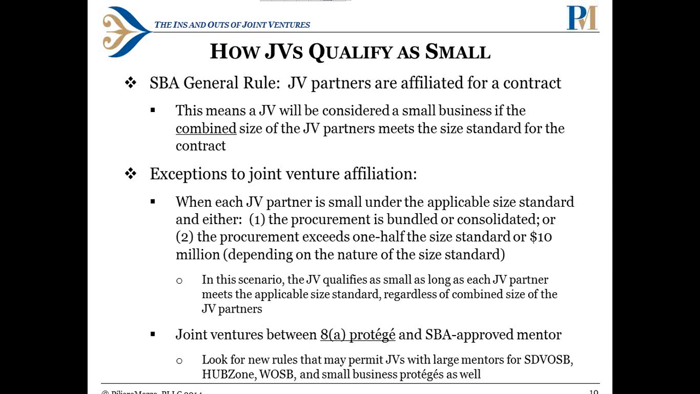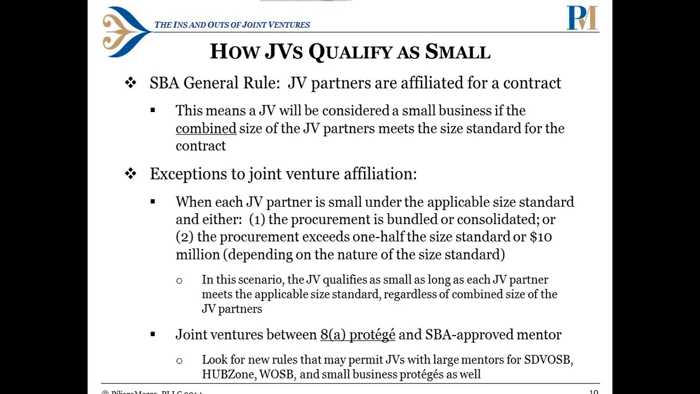As I said a few minutes ago, SBA has carved out some exceptions to that general rule based upon today's environment, the size of the contracts, and the need to get those bigger contracts into the set-aside environment. So an exception to that general affiliation rule is where each partner to the joint venture is small under the applicable size standard for the solicitation, and either the solicitation is a bundled contract or the procurement is a large procurement. So how do we define a large procurement?